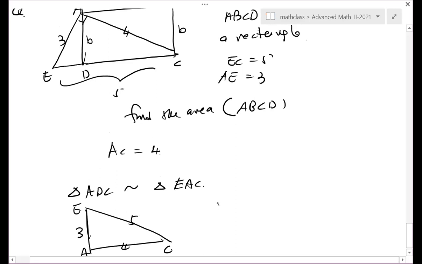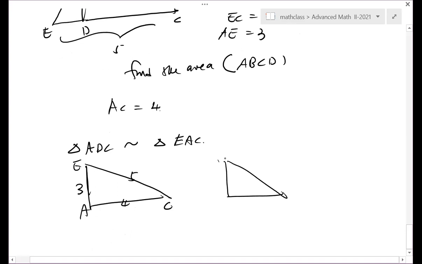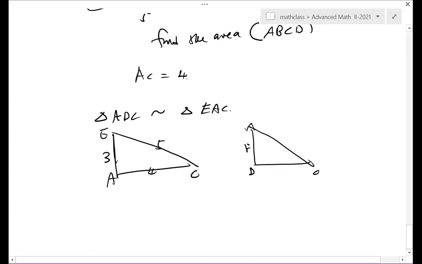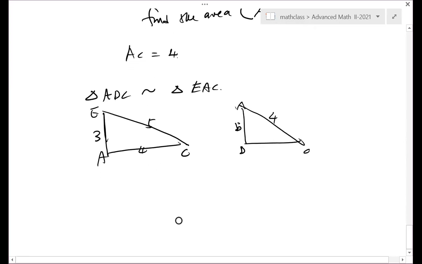But the other one, ADC, this side is B, this side is 4. So these two triangles are similar. You can prove that because the corresponding sides and angles match. So 3B equals 5 times 4, right? So B is going to be 4 over 5 times 3, so it's 12 over 5.